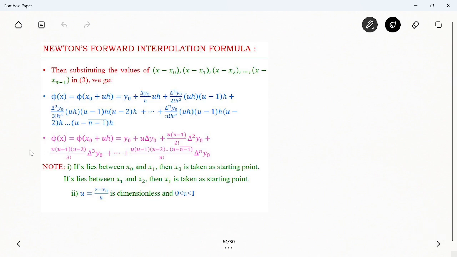So this is the formula we discussed here. Already we proved this formula. How to find this formula? We generate it. Next we are having some notes. If x lies between x0 and x1, then x0 is taken as the starting point. If x lies between x1 and x2, then x1 is taken as the starting point. If u equals (x minus x0) by h, this is dimensionless and u lies between 0 and 1.